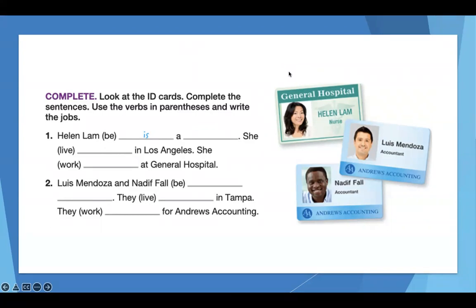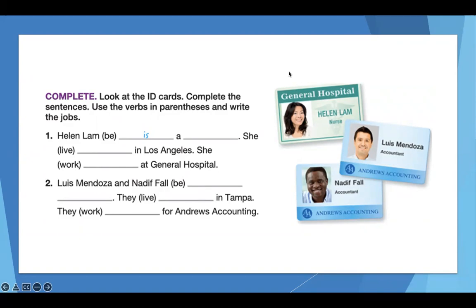Luis Mendoza, accountant, Andrews accounting. Nadif Fall, accountant, Andrews accounting.